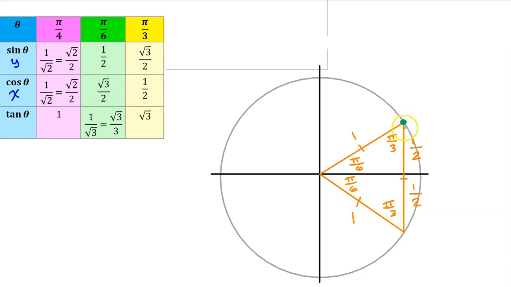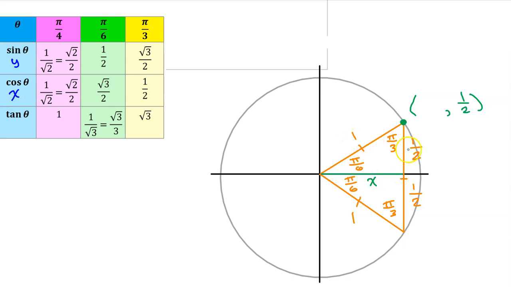My goal is to find the coordinates of this point. We already have found the y value of this point because it is up 1/2. So the y coordinate is 1/2. But what is the x coordinate? Well, that's going to be the length of this part of the triangle, which we have not found yet. Let's call it x because we're looking for an x value.